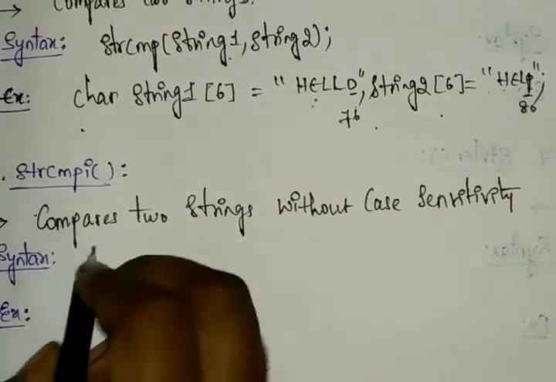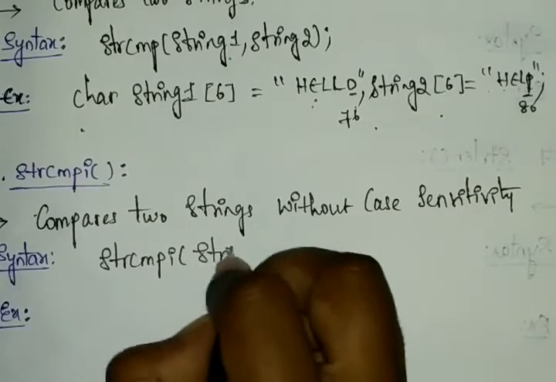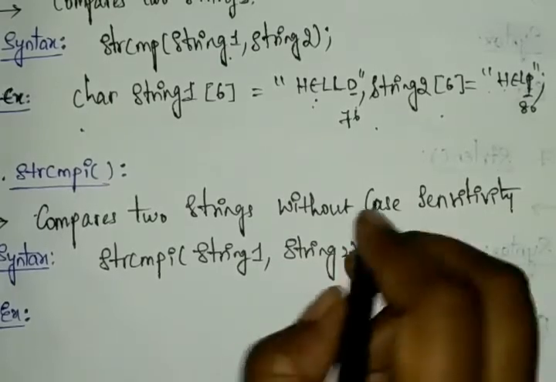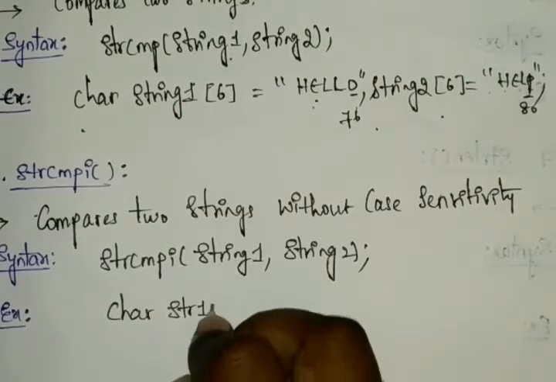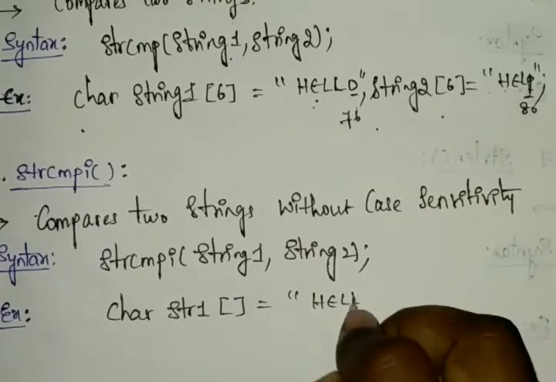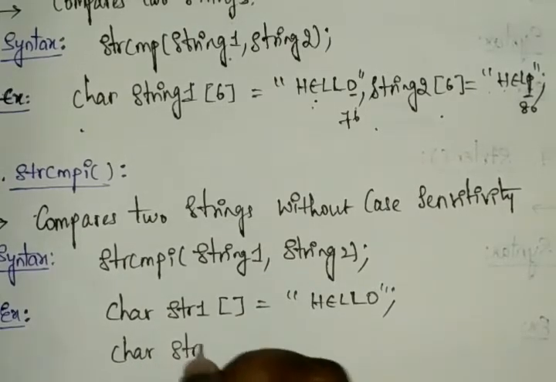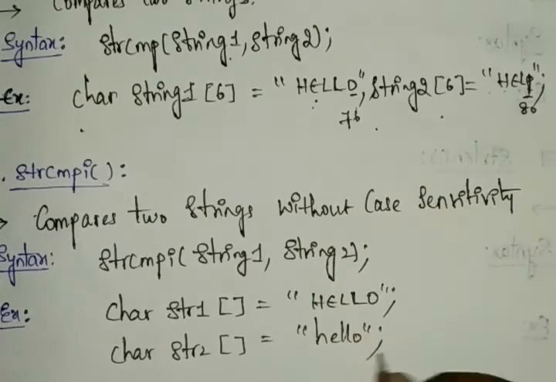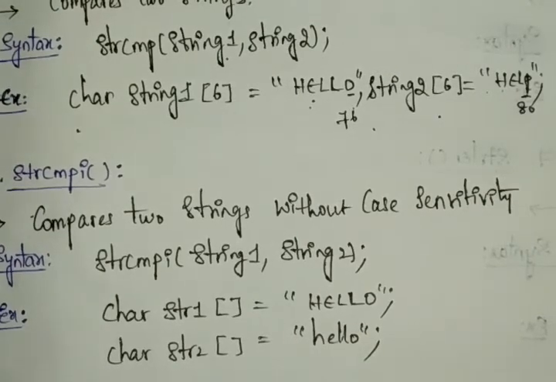You can see how it performs. Suppose you take the syntax strcmpi with string 1 and string 2. For example, I am choosing string 1 as hello, and for string 2 I am choosing HELLO. You can see the value returned when this statement is executed is 0.